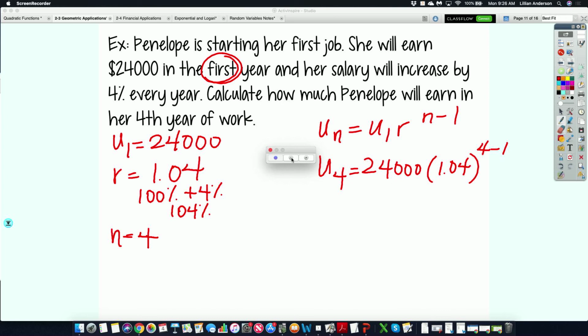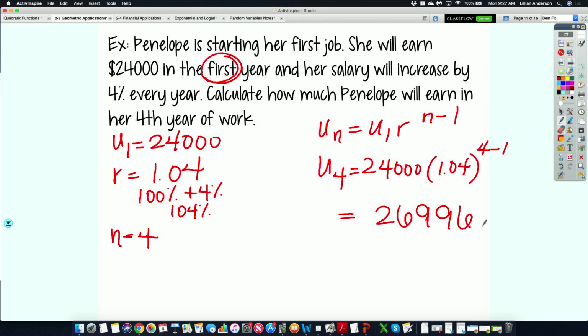And we are talking about money here. So how should we round? To the nearest cent or dollar? Not dollar, but to your 2 decimal places. Reading from left to right, what do I have? 26996.74. And this is in dollars.